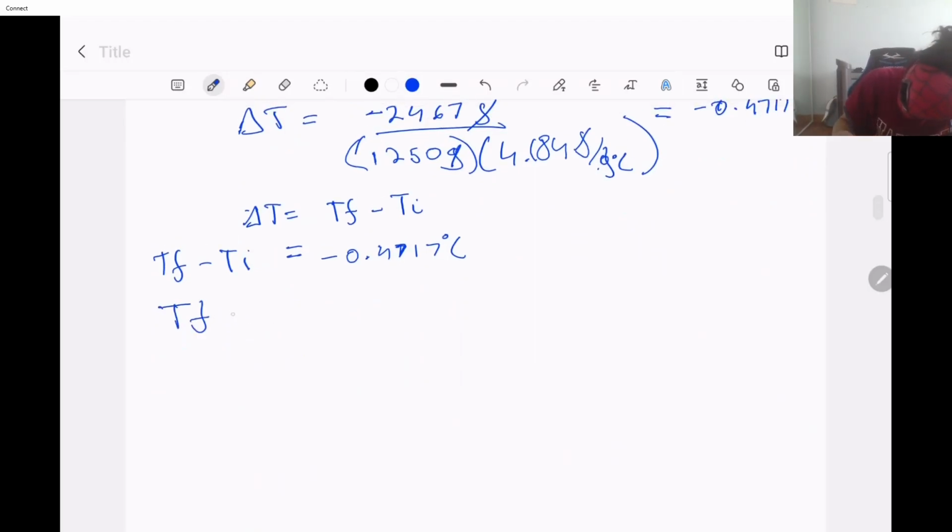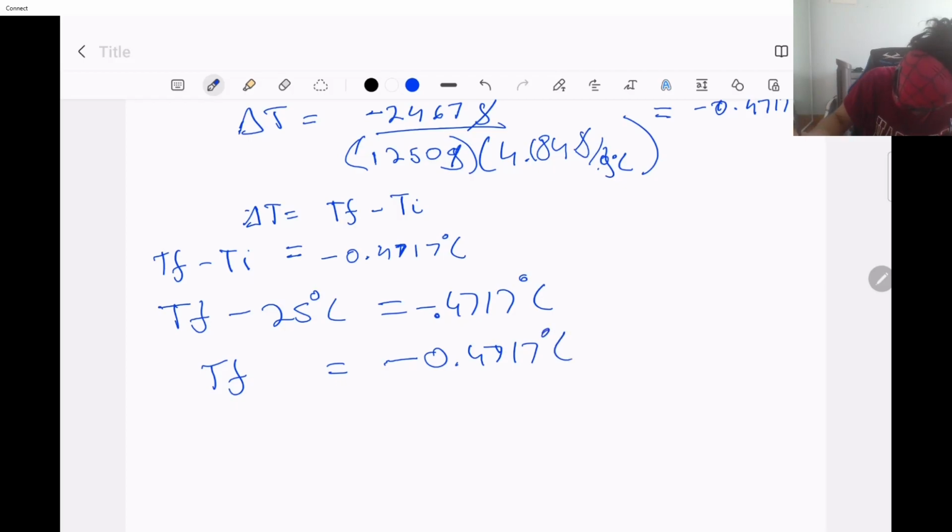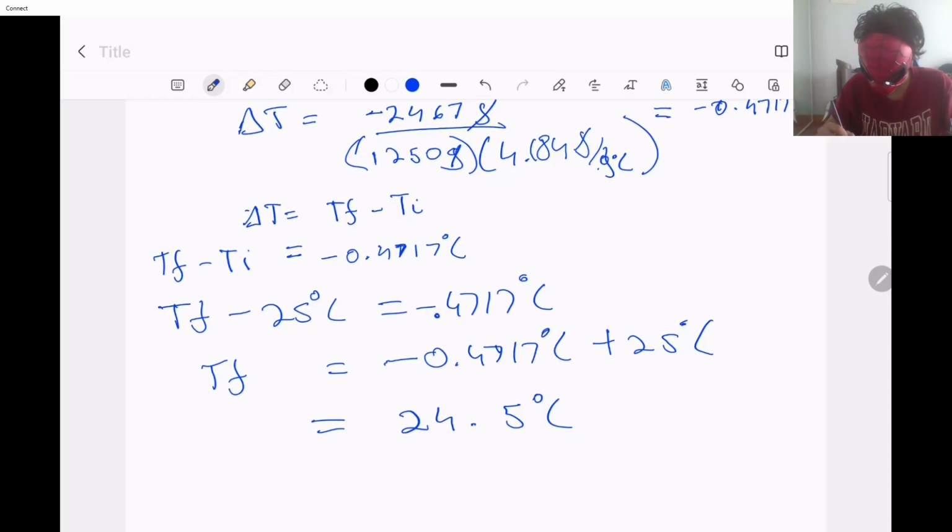So T final minus 25 degrees Celsius equals negative 0.4717 degrees Celsius. T final is equal to negative 0.4717 degrees Celsius plus 25 degrees Celsius. And the answer is around 24.5 degrees Celsius, the final temperature of the water.